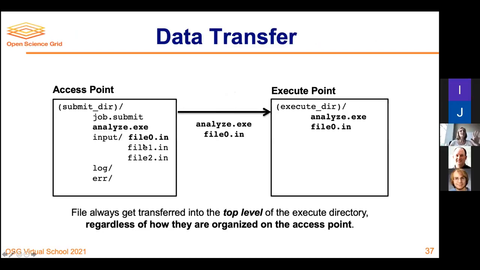But where any of the files that get transferred, so the executable and any additional files, still get transferred into the top level of the execute directory, which means that your executable doesn't need to and really can't have access to or know about the way that things are organized back here, but it just has, again, this really simple single directory that it can work within to find both input and write output to. So regardless of how things are organized on the access point, files always get transferred into the top level of the execute directory.